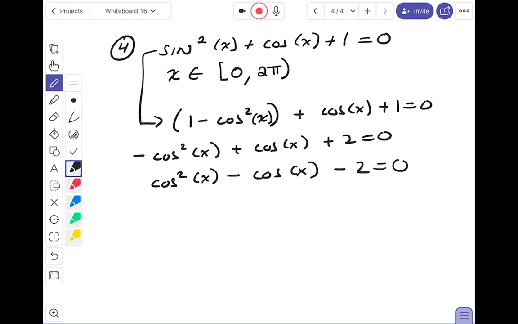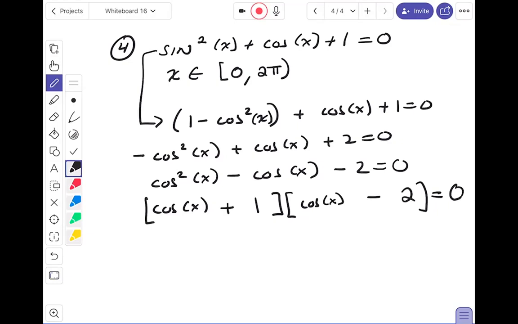I'm going to make some attempt to factor it. And that's going to be cosine. Well, it's going to work with small numbers. Got to be 2 and 1, right? Let's take a look. Cosine x plus 1, cosine x minus 2. Well, you get cosine squared. That's good. Minus 2 plus 1 is minus 1 cosine x. That's good. Yeah, looks good.